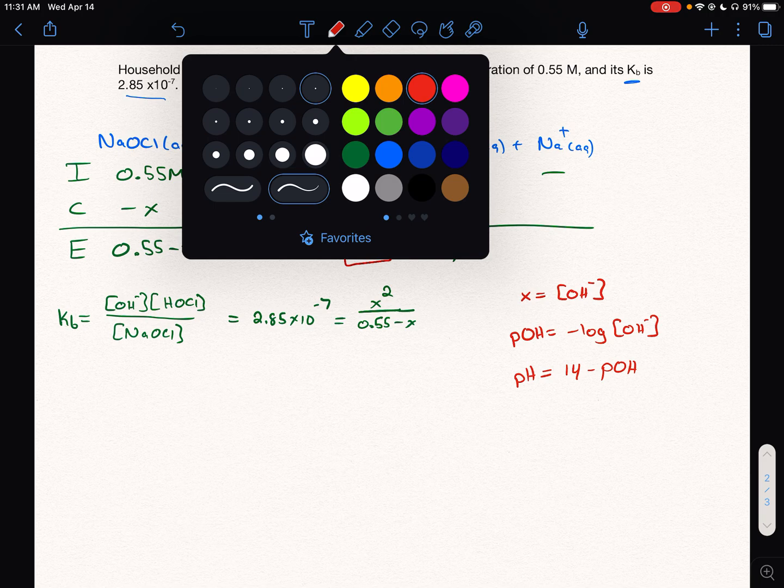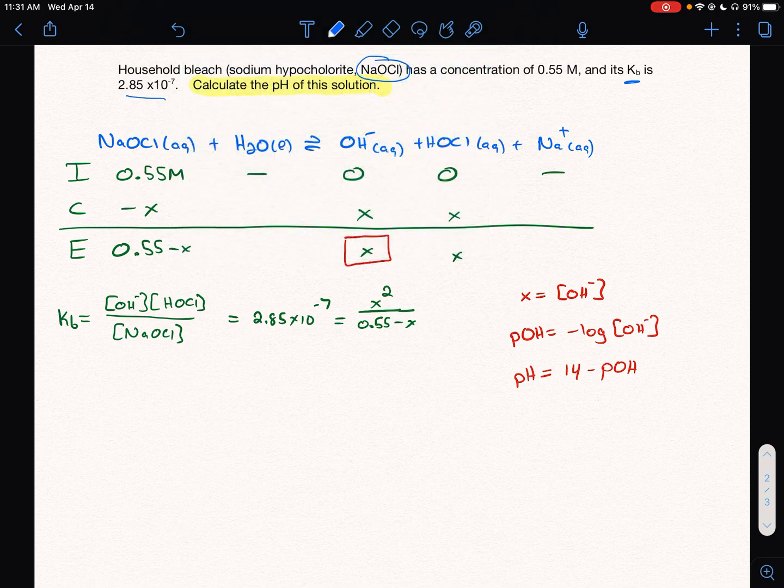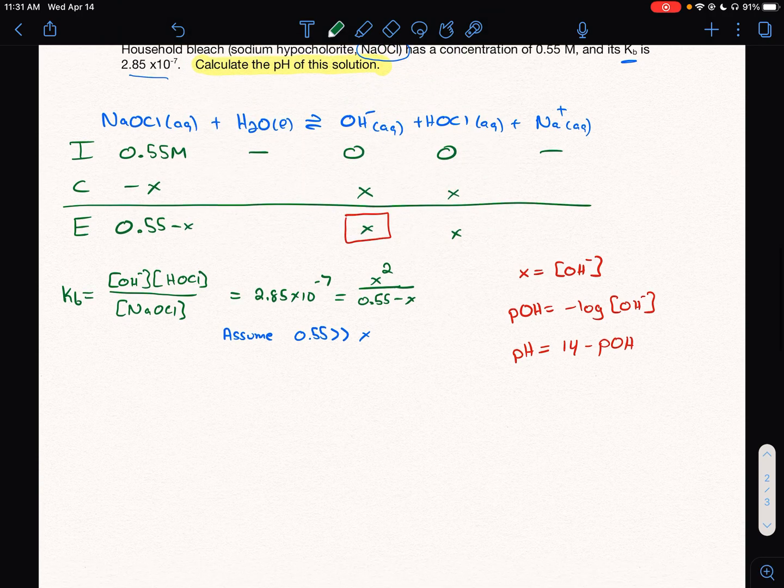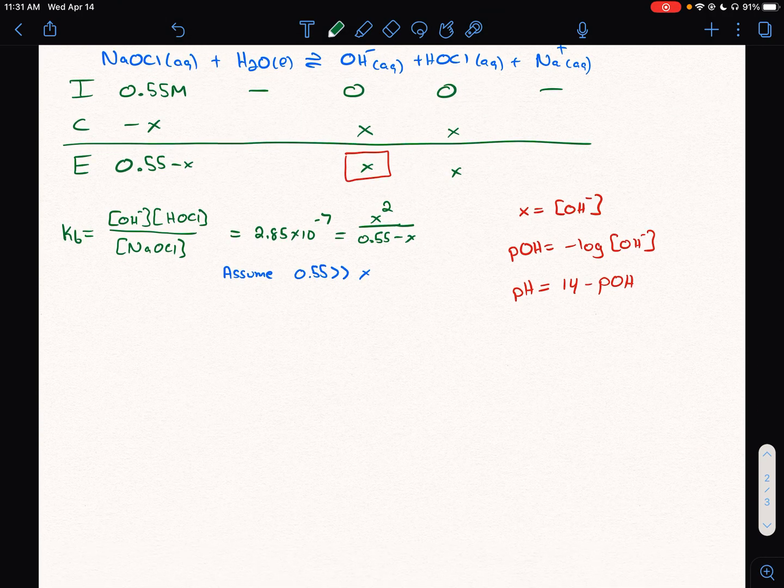And in order to do that, we're going to solve our expression. And what we can do is make our assumption. So again, we're going to assume that 0.55 is much bigger than X. By making that assumption, we can simplify our expression. You don't have to do this, but it makes our lives a little bit easier by avoiding the quadratic. So x squared over 0.55.